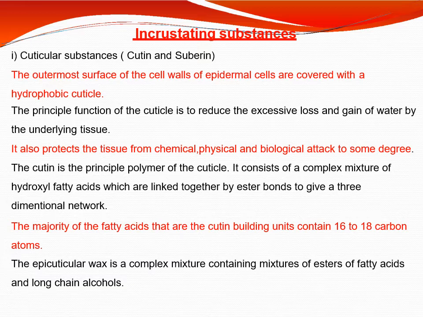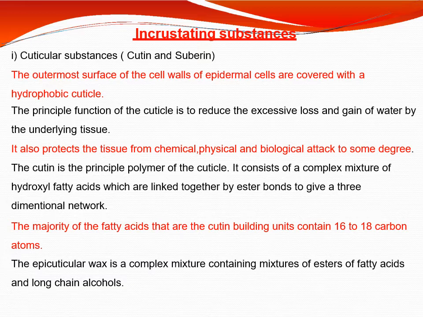There are some incrustating substances which are present inside the cell wall. Incrustating का मतलब होता है कि वो चीजें जो cell wall को strengthen करती हैं, बिल्कुल इसी तरह जिस तरह हम कोई दीवार बनाते हैं और उस दीवार के अंदर फिर सीमेंट लगाते हैं, and that cement is actually meant to strengthen the wall, or we put some sort of iron rods inside the cell wall.